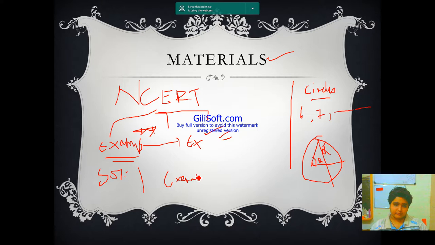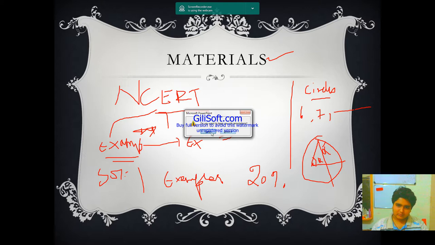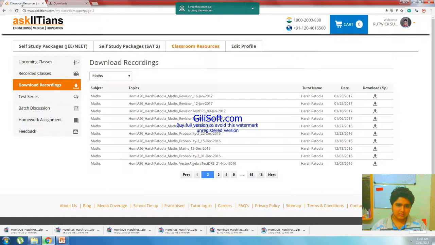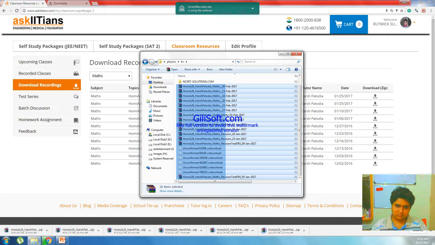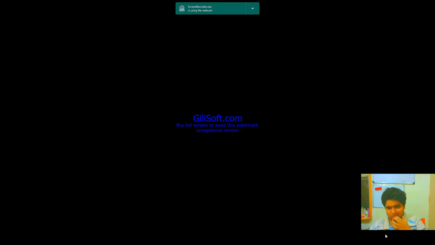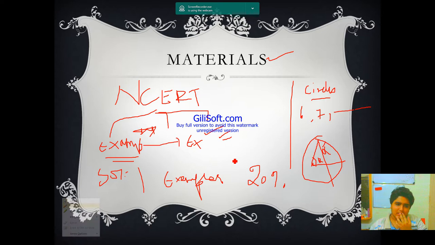Now, I can at least give you a challenge that at least 20% of the audience who are watching me don't know what is exemplar. Okay, fine. Okay, you don't know what is exemplar. Why? Because this is not a famous book. Schools do not prefer exemplar. But it is an awesome book for board preparation. Let me tell this to you.